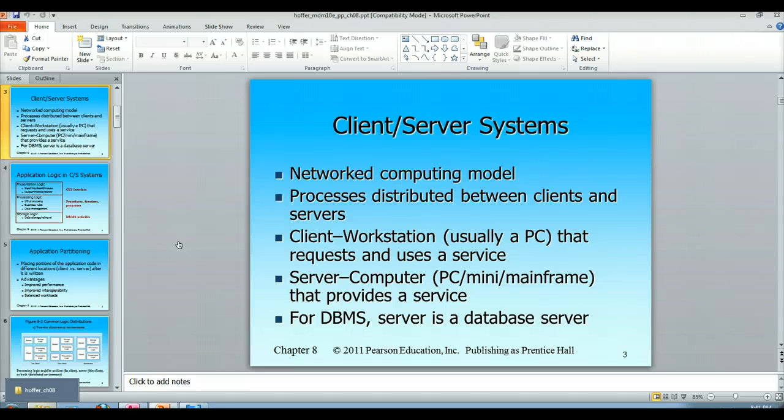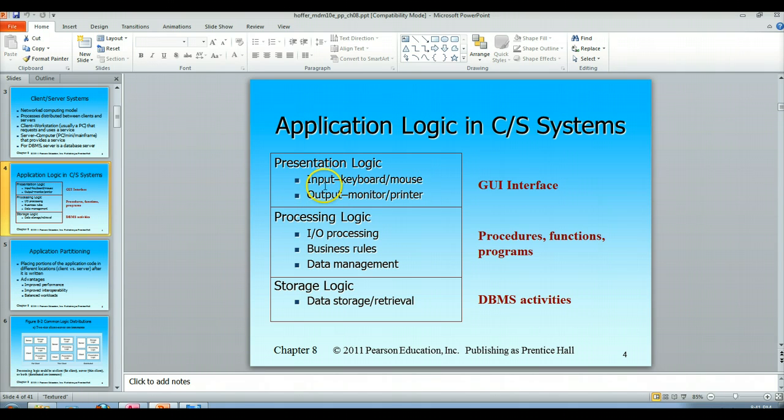A lot of people have a misconception that mainframe computers are on their way out. There is no truth to that whatsoever. As a matter of fact, the IBM Z series is a very popular, very powerful mainframe system that is nowhere near the end of its life. And for the database management system, the database server is going to be somewhere in the back-end server system.